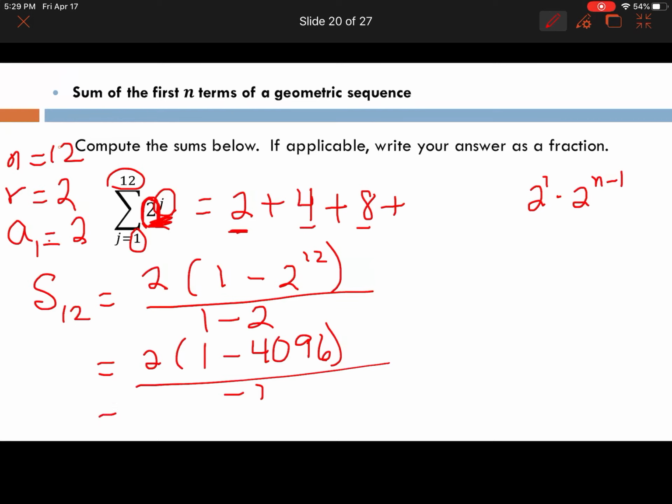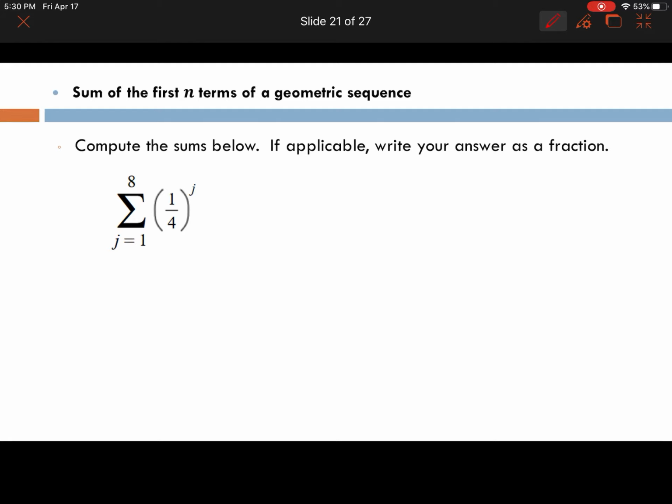Okay, so that's going to be 2 times negative 4,095 over negative 1. So that negative 1 on the bottom, that's just going to take care of the negative on the top, right? So I got 4,095 times 2. It's going to be 8,190. Okay, and it's positive because I had that negative on top and the negative on the bottom. So that would be the sum.